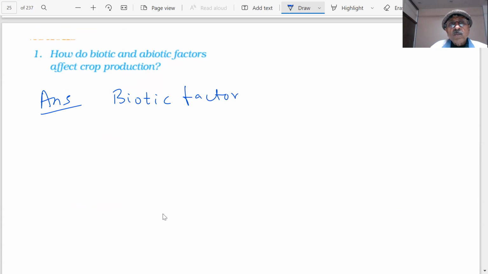टेल मी, यू हैव 1 to 2 minutes. Biotic factors which can reduce the crop yield. Sir, the diseases caused by bacteria, fungi. Diseases caused to crops, whatever crops, caused by कौन से होते हैं? माइक्रोब्स होते हैं.